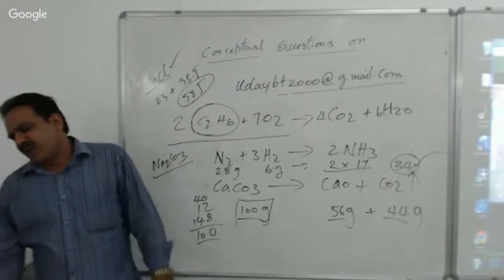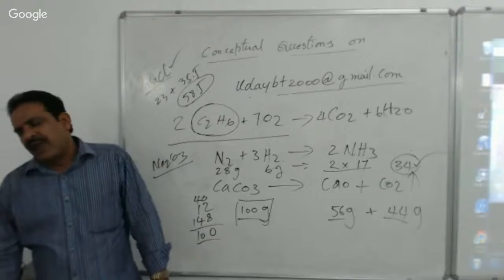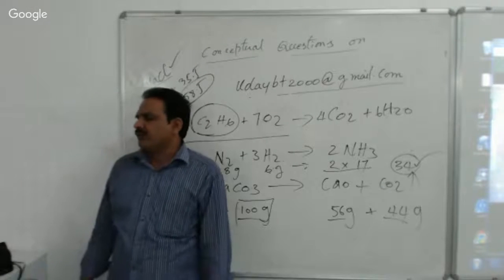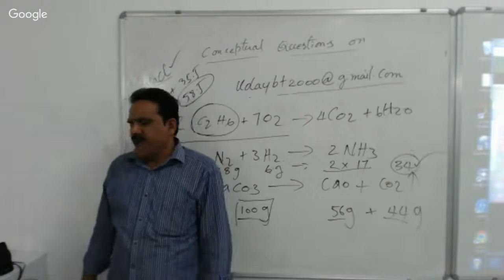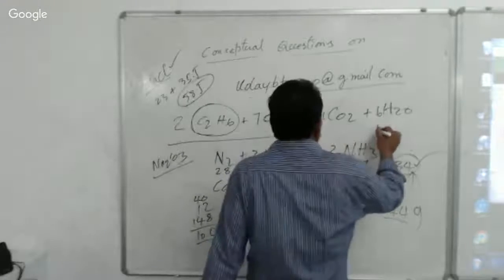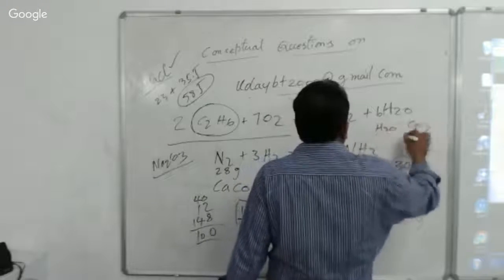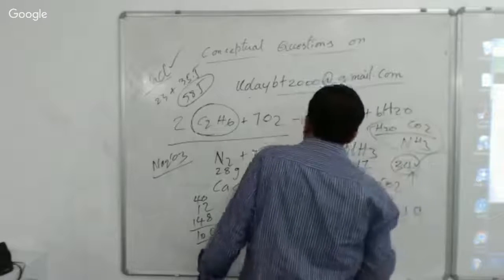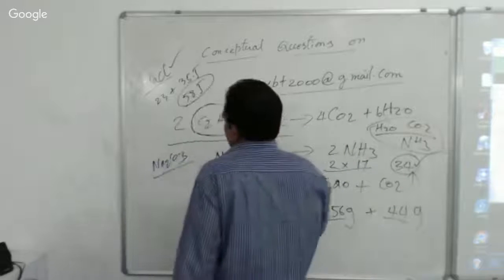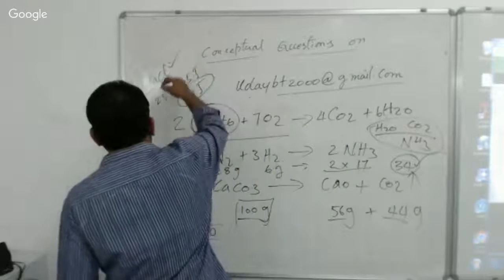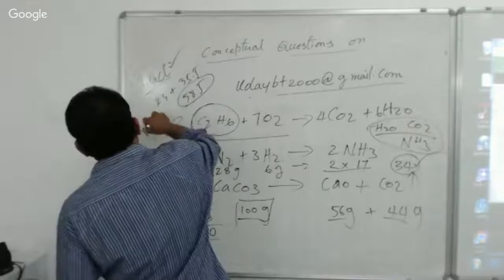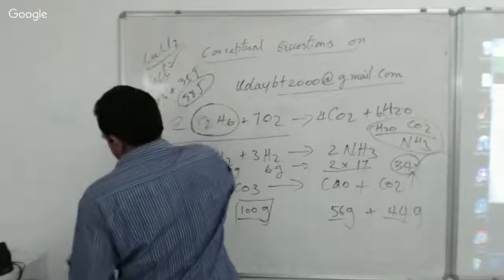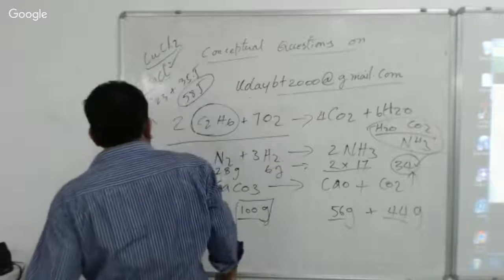In many compounds we use the term molecular mass or formula mass. In the case of covalent compounds we use the term molecular mass. Say for example H2O, CO2, ammonia NH3, these are covalent compounds. In this case, we use the term molecular mass, whereas in the case of ionic compounds like NaCl, Na2CO3, NaBr, CaCl2, all these are ionic compounds, we use the term formula mass.